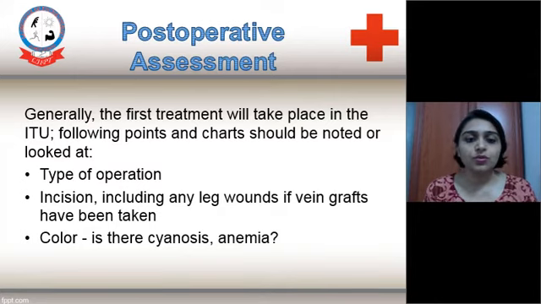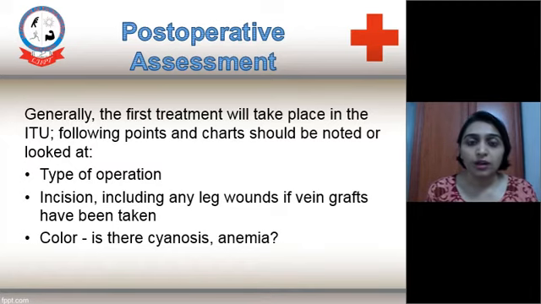We also need to see incisions in the legs. Suppose for coronary artery bypass grafting, they would have taken vein grafts from the lower limb, that is from the long saphenous or short saphenous vein. So we need to also check for incisions in the lower limb. If there are incisions present on any lower limb, we need to make sure about the movement, and we have to be very gentle with those incisions. Next, color: if there is cyanosis or anemia, we can suspect it.